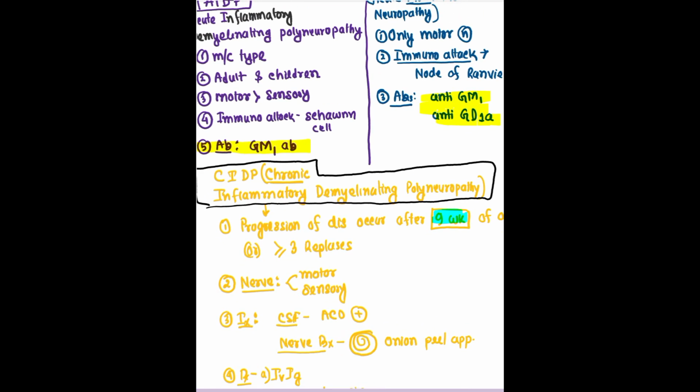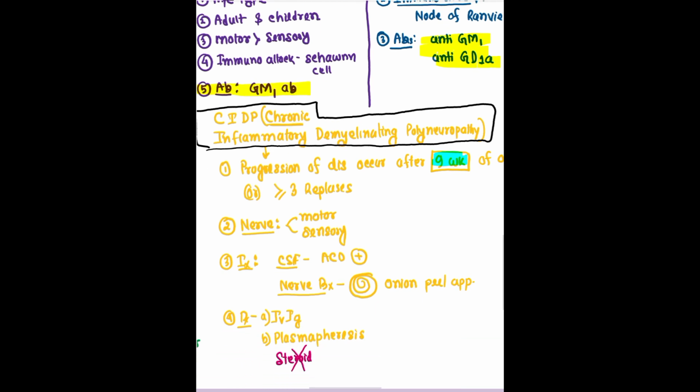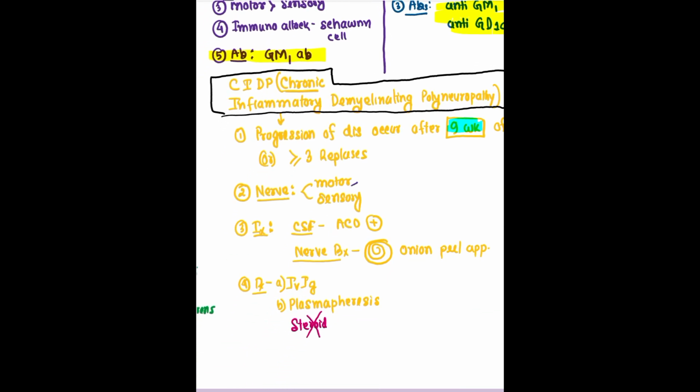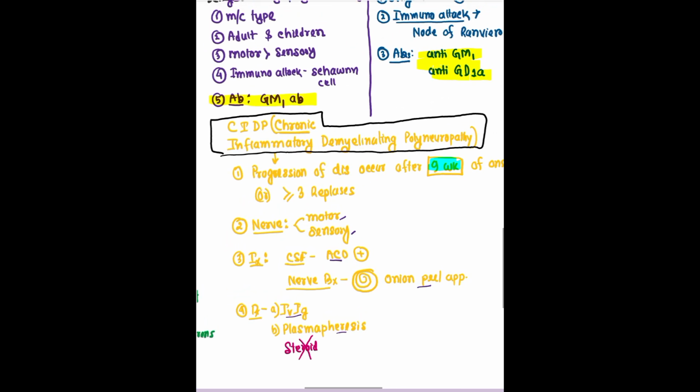Now, when the disease progresses more than 8 weeks from onset or has more than 3 relapses, it is known as chronic inflammatory demyelinating polyneuropathy. Both motor and sensory nerves are involved. On investigation, cerebrospinal fluid examination shows albuminocytological dissociation, and nerve biopsy reveals an onion peel appearance. Treatment: IVIG is given, and as it is an autoimmune disease, antibody should be removed from the plasma, that's why plasmapheresis is done. But steroids are effective in chronic inflammatory demyelinating polyneuropathy.